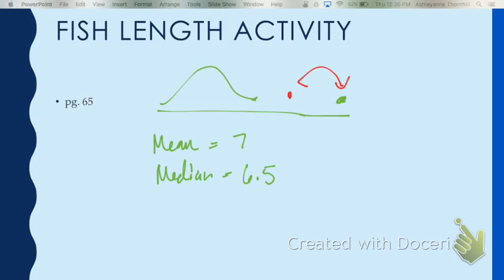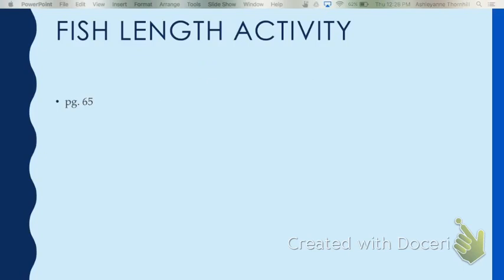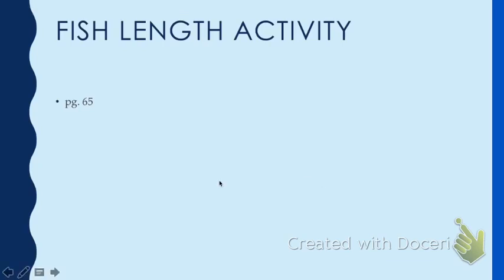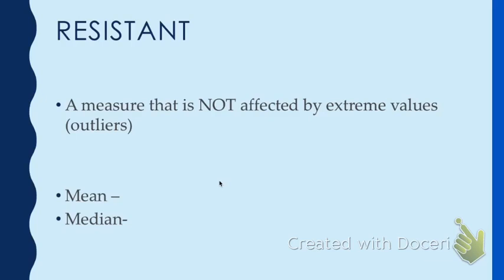So hold your paper there and flip back to the notes on page 61, where you see the word resistant. Resistant is a measure that is not affected by extreme values or by outliers. So when we changed the upper data point from 10 to 15 to 20, we were making it more and more and more extreme.